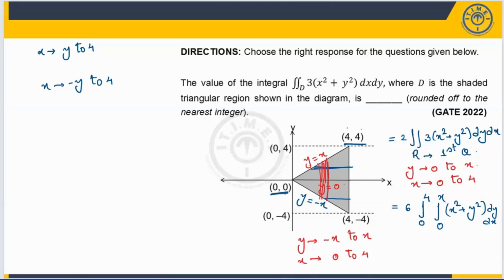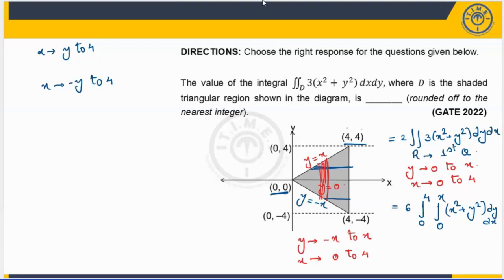Remember, if you are not having a shape, like if it is a rectangle, or a square, or a parallelogram, then your limits are constants. Your limits will be the constants if you are talking about a rectangular or a square shape. Always remember that.